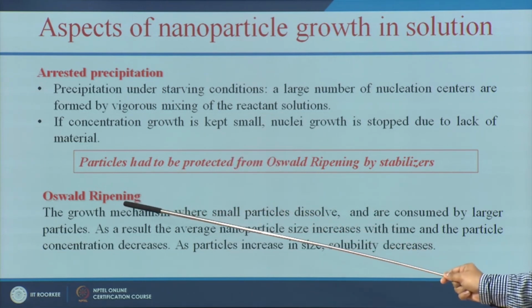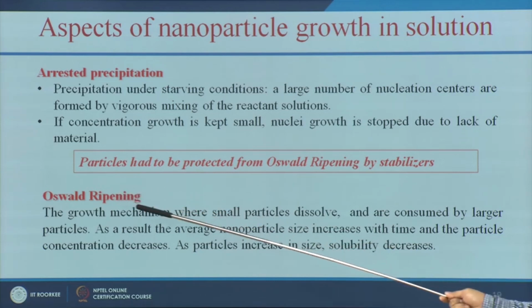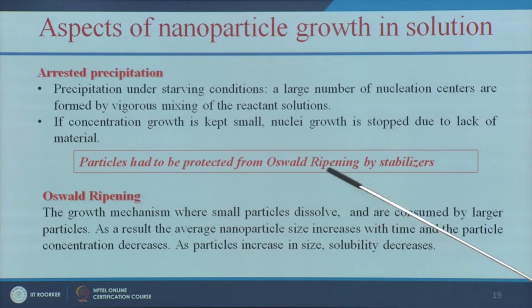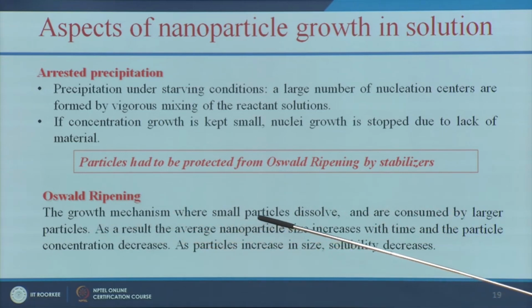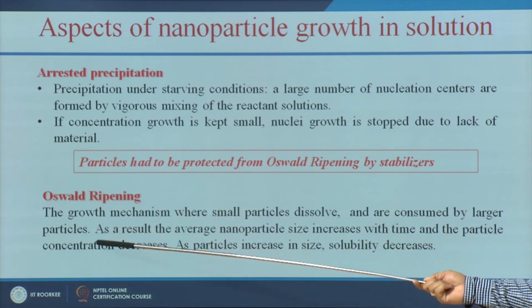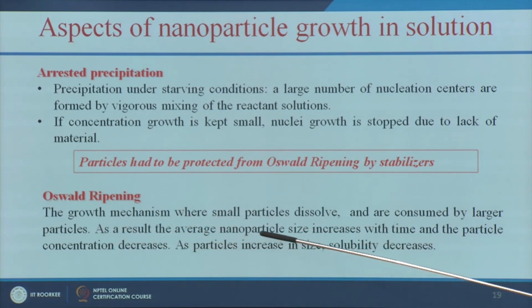and we have to stop the particles from Ostwald ripening. So, how can we stop the Ostwald ripening? By using the stabilizer. What is Ostwald ripening? The growth mechanism where small particles dissolve and are consumed by the larger particles. What happens is, as a result of this, average nanoparticle size increases with time.